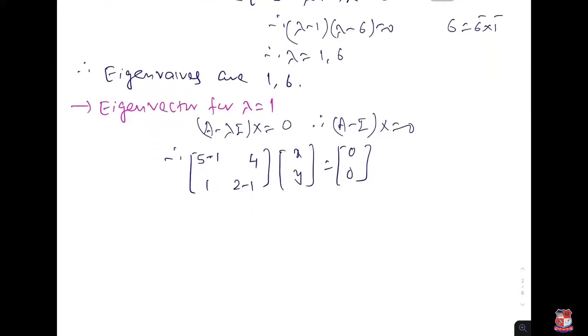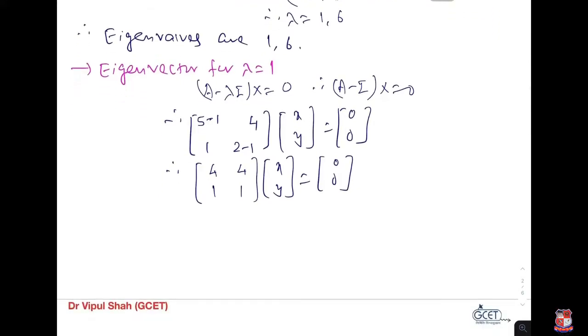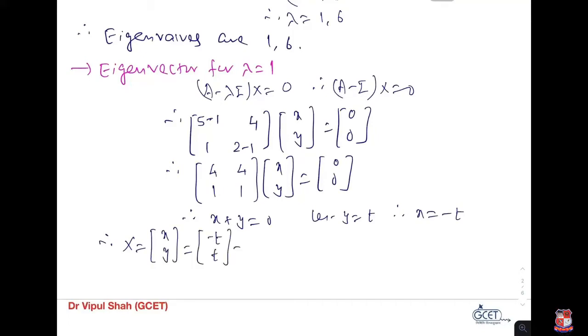So x we can write, say, x y, and 0 matrix is 0 matrix. So this is nothing but 4 4 1 1, x y equal to 0 0. So basically we are having only one equation, that is x plus y equal to 0. If I write 4x plus 4y, that is also x plus y. Okay, so only one equation, x plus y equal to 0.